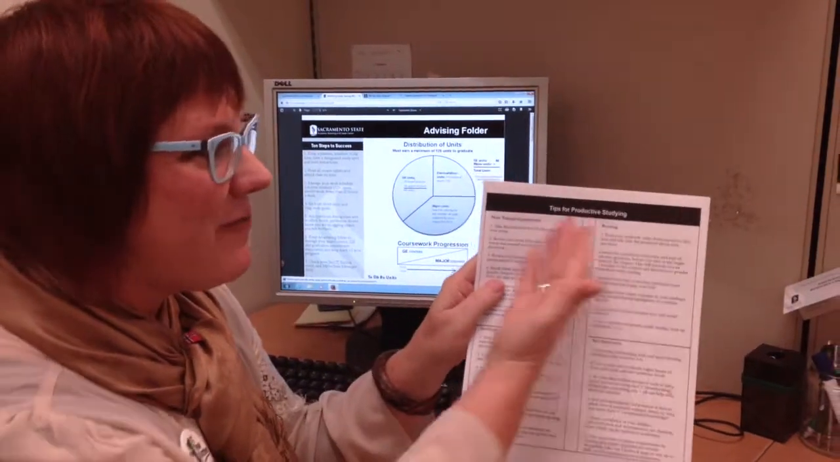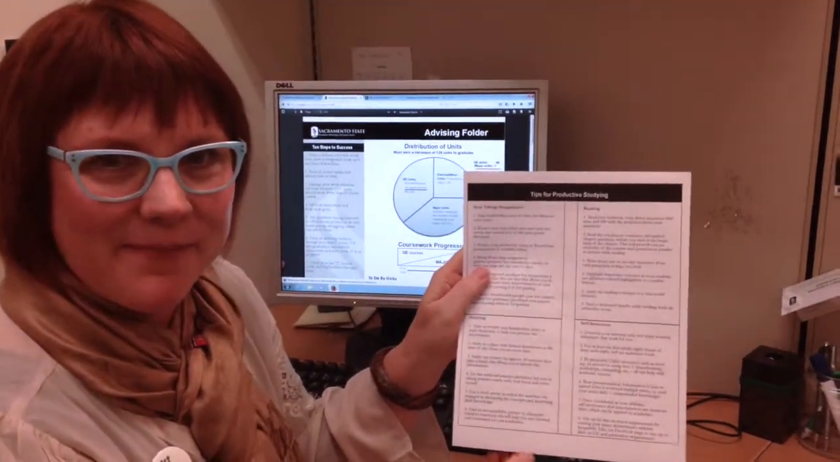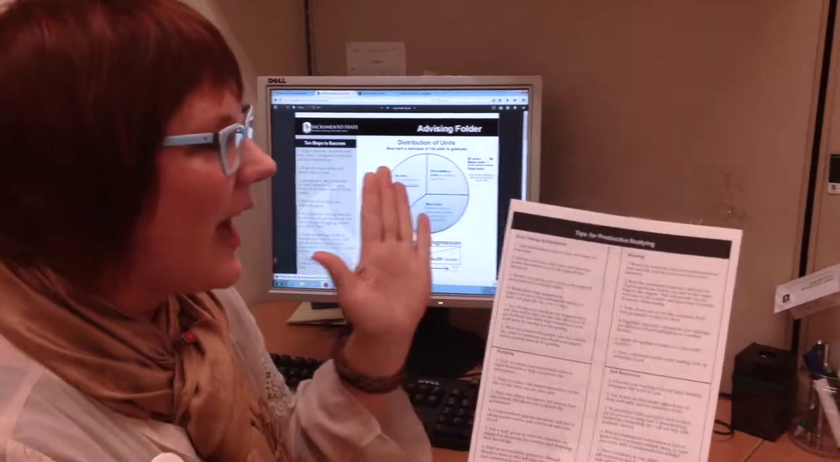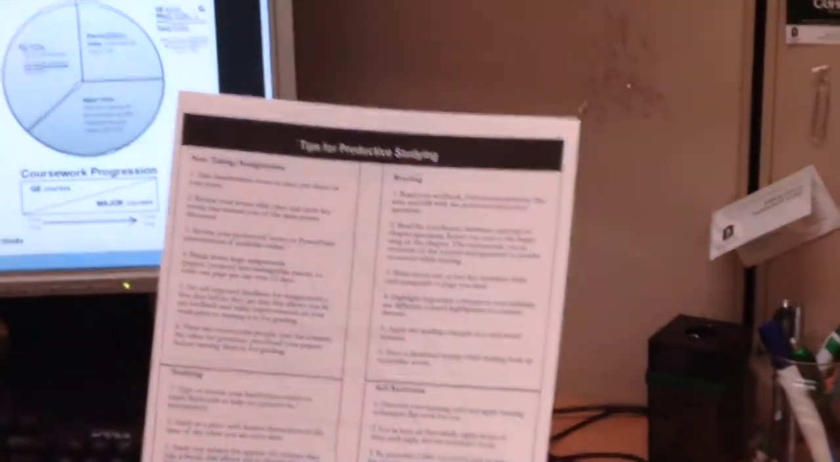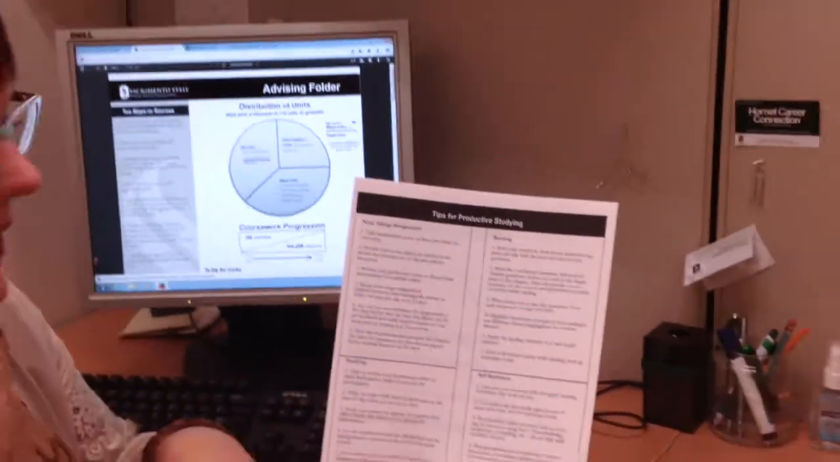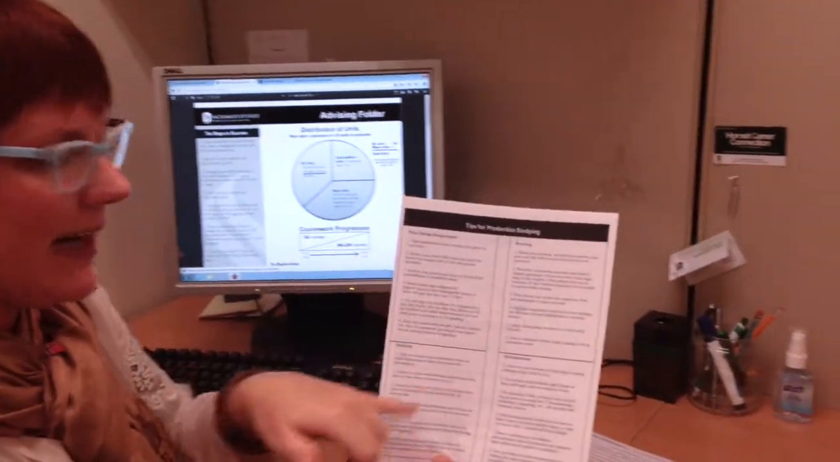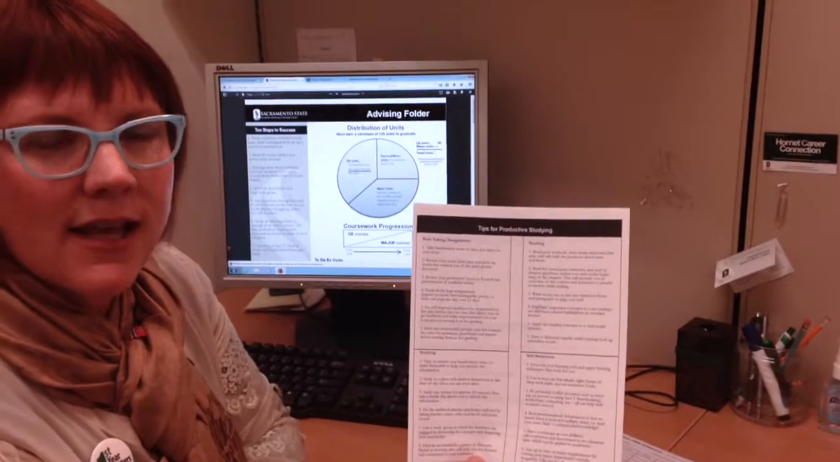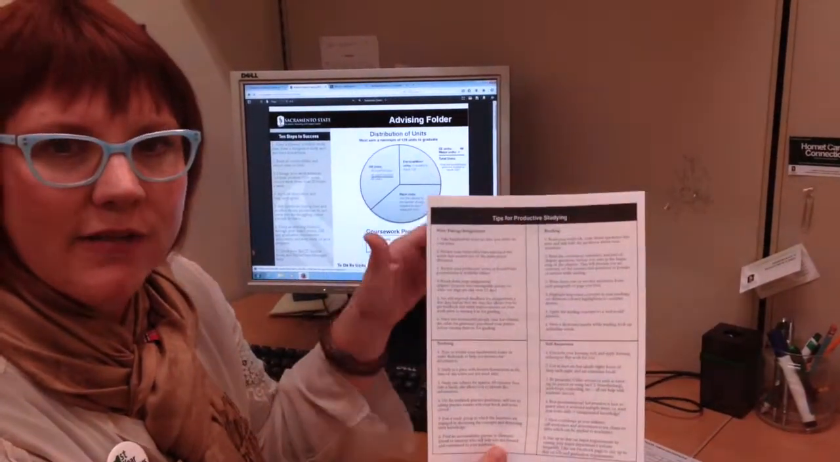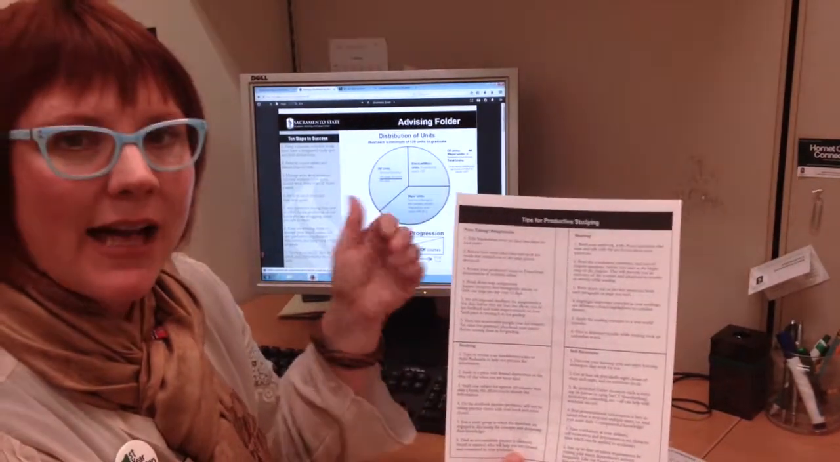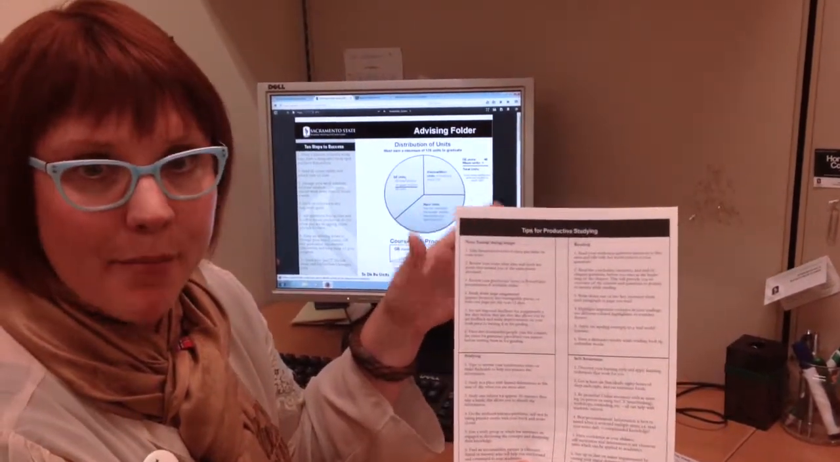On page 3, we have tips for productive studying. This can be really useful. I think all the tips are useful. What we would like you to do when you bring this worksheet in for the advising session is pick one item from each of the 4 categories that you want to work on. So go ahead and circle that number. That way your advisor can help you strategize how to improve on that study tip.